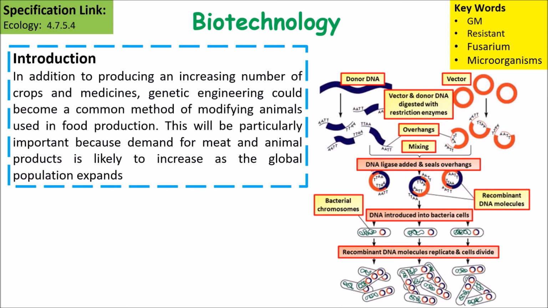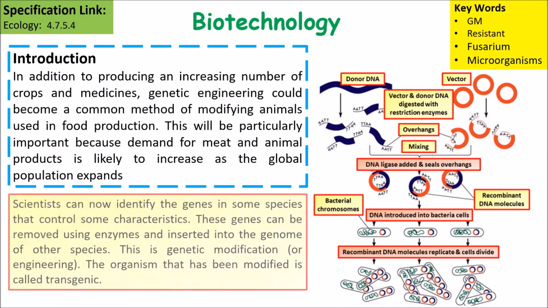In addition to producing an increased number of crops and medicines, genetic engineering could become a common method of modifying animals used in food production. Scientists can now identify the genes in some species that control some characteristics. These genes can be modified using enzymes, and a gene from another species inserted into them. So this is genetic modification.